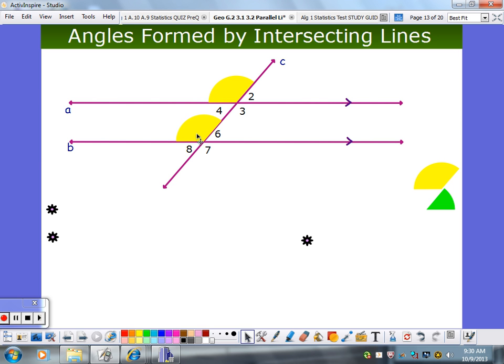Oh, wait. Those two angles, do they appear to be congruent? What kind of angles are those? What's their name? Corresponding. So what can I conclude, at least inductively, about corresponding angles? They appear to be congruent. Let's see if I have any others.